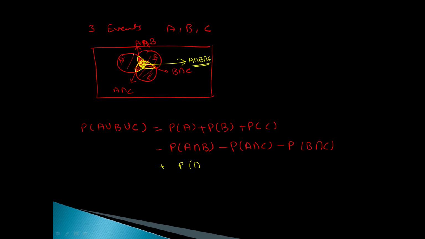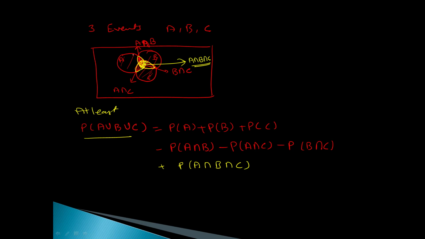When we do that, we get this formula. When we have 3 events, the probability of at least one of them happening is given by P(A) plus P(B) plus P(C), minus the pairwise probabilities, P(A intersection B), P(A intersection C), P(B intersection C), plus P(A intersection B intersection C).